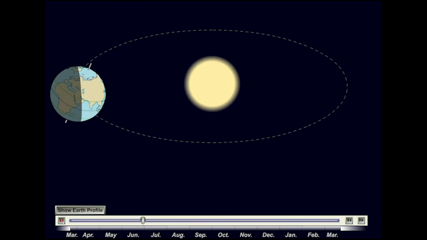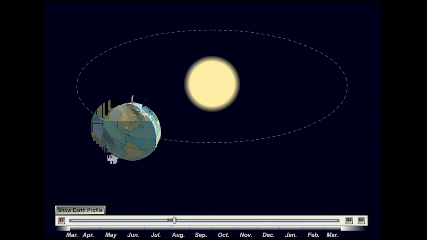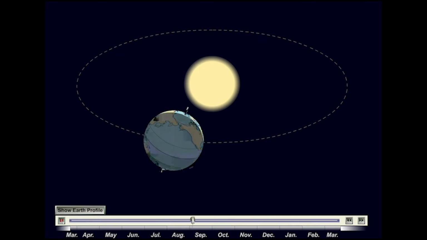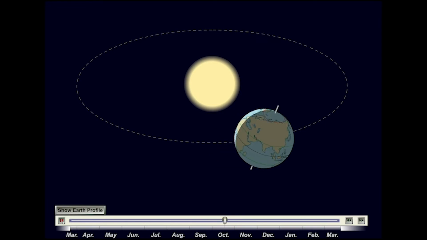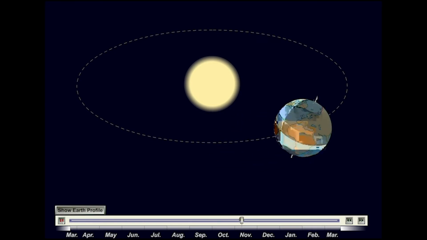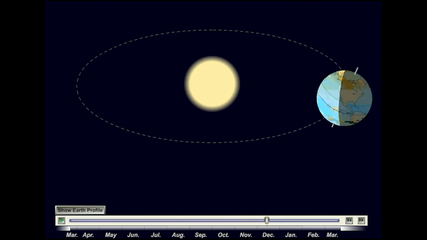Now you notice the Earth is tilted at approximately 21.5 to 24.5 degrees relative to the perpendicular. As a result, as we travel around the Sun, we're going to see different portions of the Earth illuminated to a different degree.